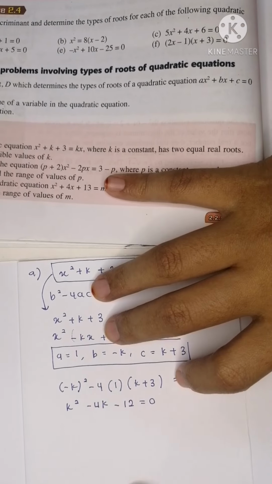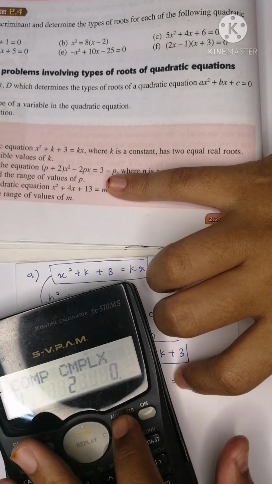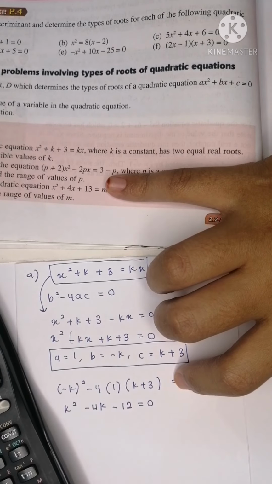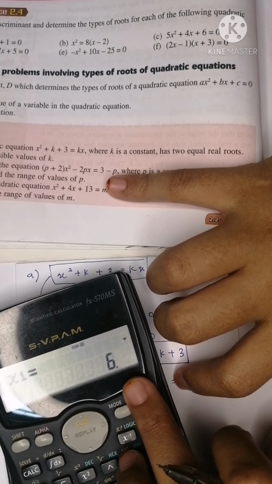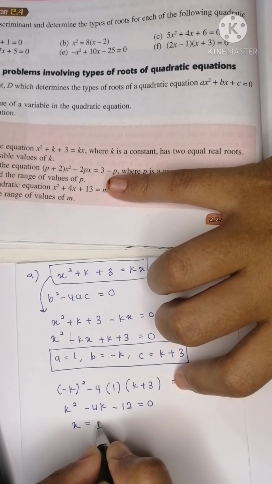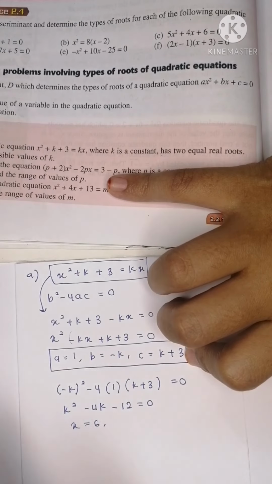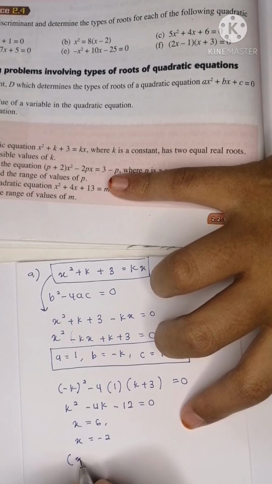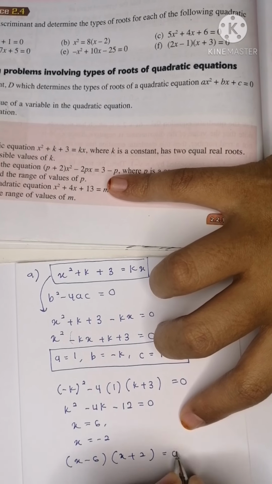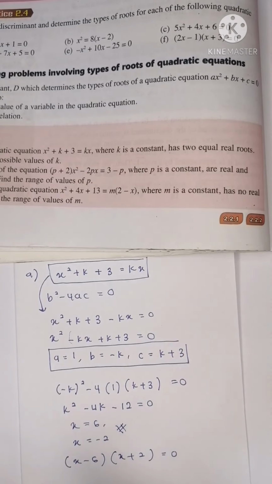Now that this is done, you just need to key in your calculator. EQN, degree 2. The value of a is 1, the value of b is negative 4, the value of c is negative 12. The answer will be x1 is equal to 6, and the other one, x2, is equal to negative 2. So we can consider this as x minus 6, x plus 2 equal to 0. So this is the answer. Okay, that's it. Very easy actually.